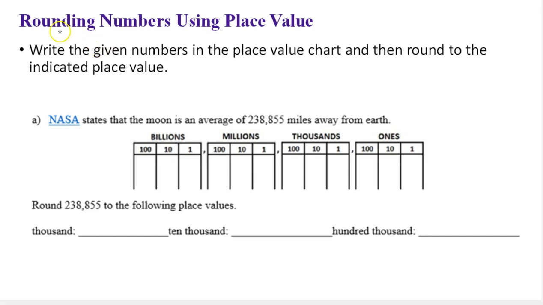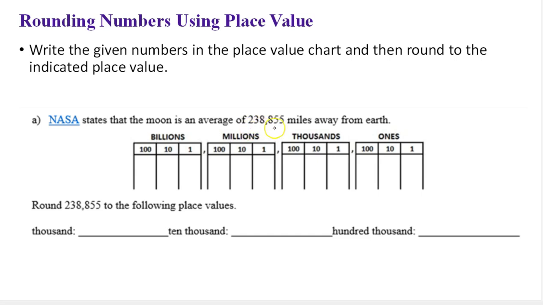In this video, we're going to look at rounding numbers using place value. Write the given numbers in the place value chart and then round to the indicated place value. So let's look at the first example. NASA states that the moon is an average of 238,855 miles away from Earth. So let's put this in the place value chart.